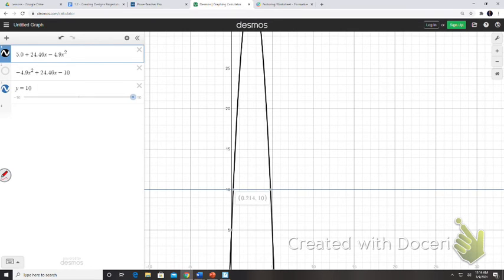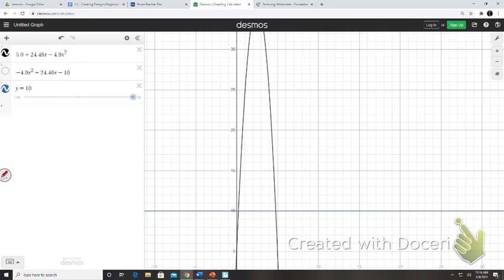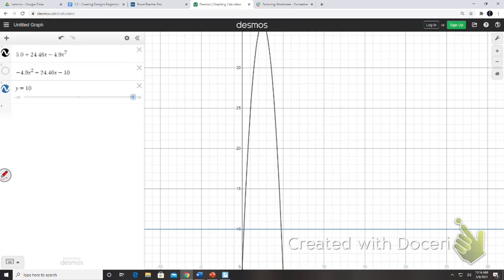Do you guys know how to find intersection points on your calculator? Yeah, second calc, intersection. You go on one line, you go on the other line, you kind of guess. Okay? Cool. So you find the intersections. So I have 0.214 and 4.78.